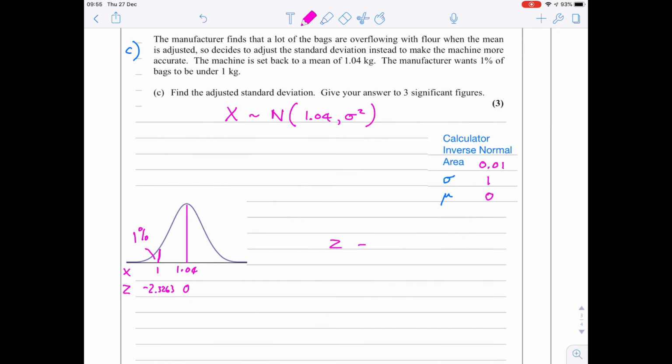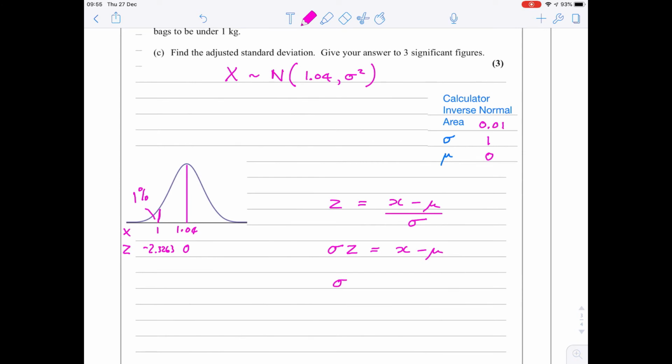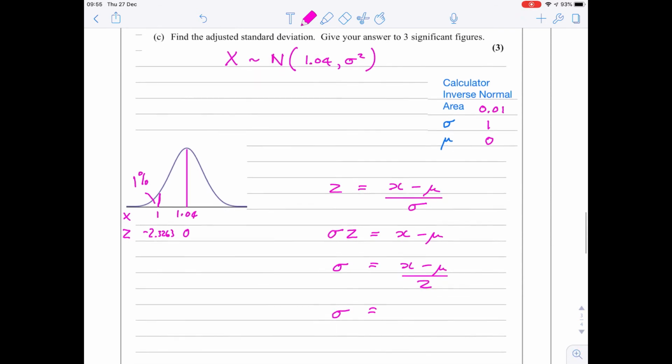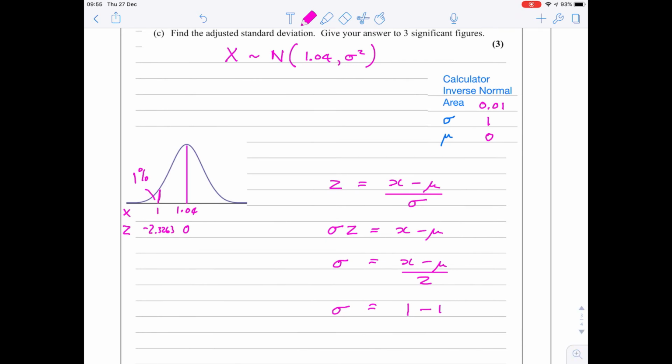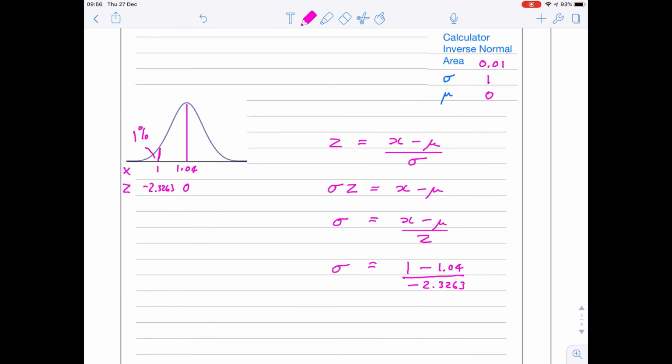And again, we can say z equals x minus mu over sigma. That's what relates z and x. And we try to find sigma this time. Sigma z is equal to x minus mu. So sigma is equal to x minus mu divided by z. The critical x value is 1, mu is 1.04, and z is minus 2.3263. And here we've got a negative on the top and negative on the bottom, so that will give us a positive overall. And if we put that in the calculator to 3 significant figures, sigma is 0.0179 kilograms. And that is the new standard deviation. And that completes the question.